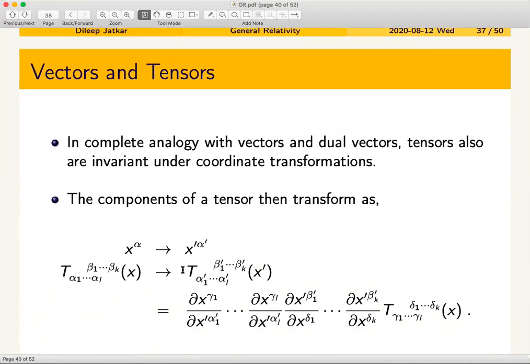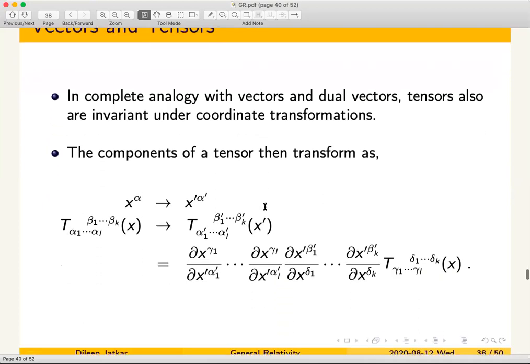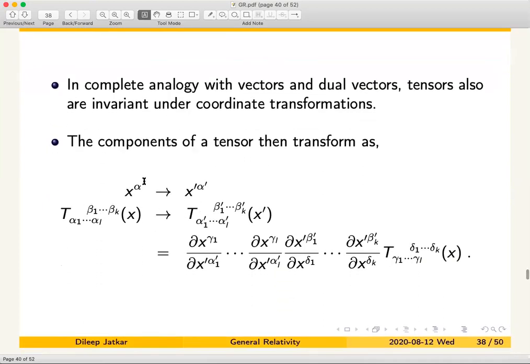As I said, tensors are a generalization of the notion that we use for defining scalars and vectors. Since scalars and vectors were defined in such a way that they were invariant under coordinate transformations, we continue to define tensors in the same fashion, so that the tensors are invariant under coordinate transformation, but their components do transform. So let's look at how the components would transform under an arbitrary coordinate transformation.